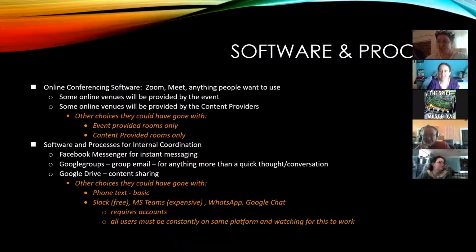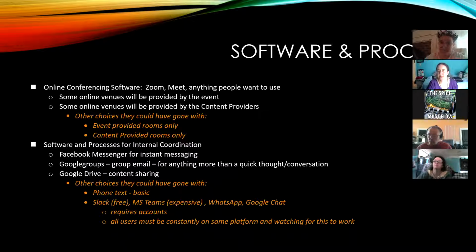Software and processes for internal coordination. That's a whole other ball of wax. When you have conferencing software you're using to present your content to the audience, like we're doing right now here in Zoom, you have to have something separate to talk to your staff. So you might choose Facebook Messenger because everybody's on it. You might choose a regular phone chat group because all of your staff are on it. But make sure you have something separate from what you're using to produce for your audience.